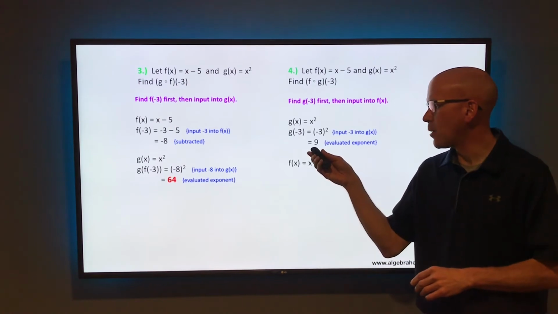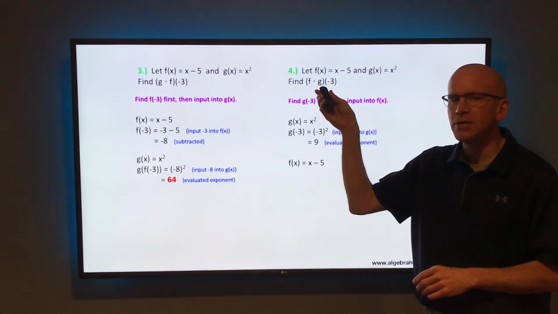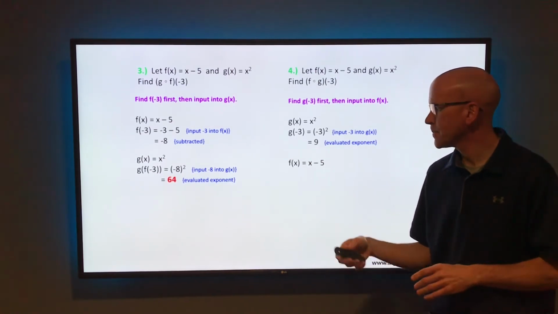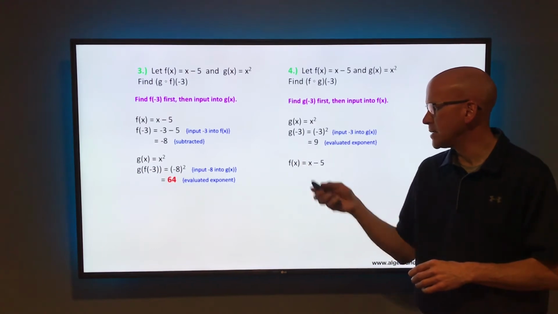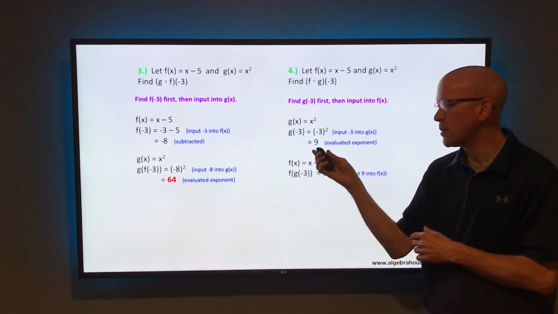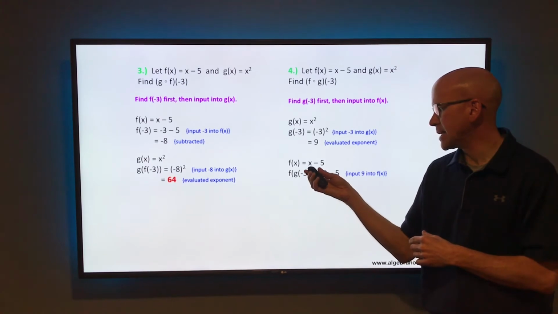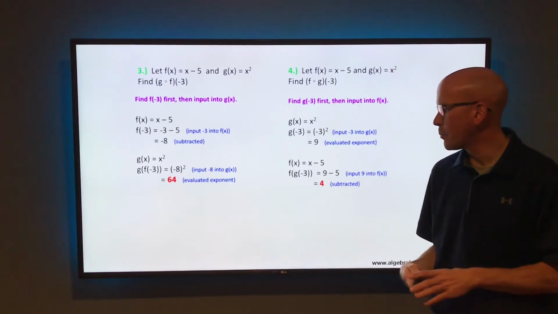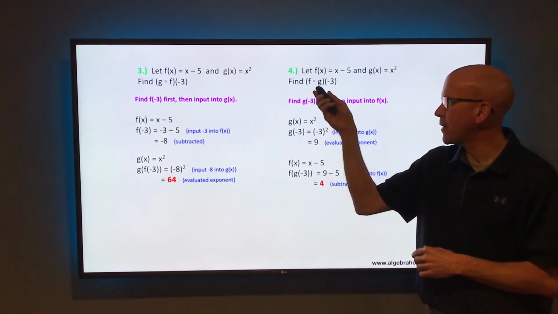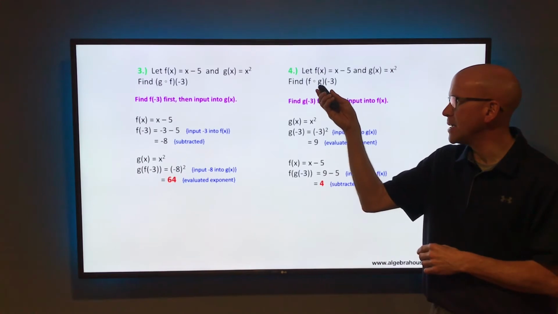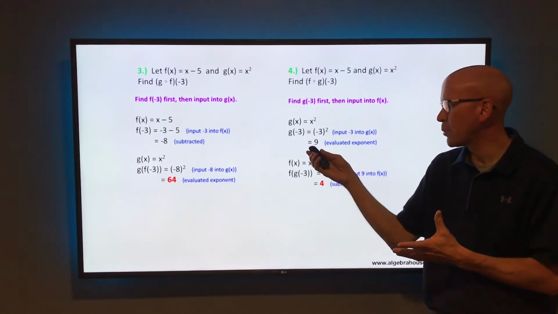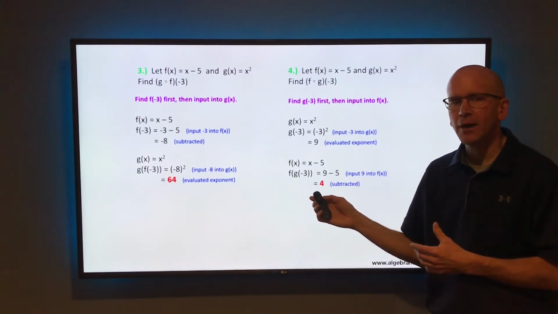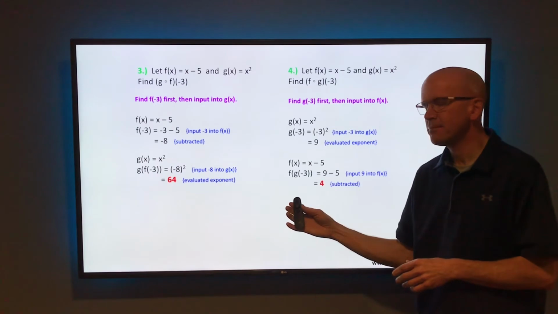That 9, the output, when you put -3 in for x into g(x), the output is 9. That's going to be the input going into f(x). So we'd be finding f(9), or in this case, f(g(-3)). That g(-3) was 9. So replace the x in f(x) with that 9. It'd be 9 - 5, and that is the final output, 4. So when you find f(g(-3)), you put -3 into g(x), get an output of 9, put that output into f(x), and you get a final output of 4. f(g(-3)) is 4.